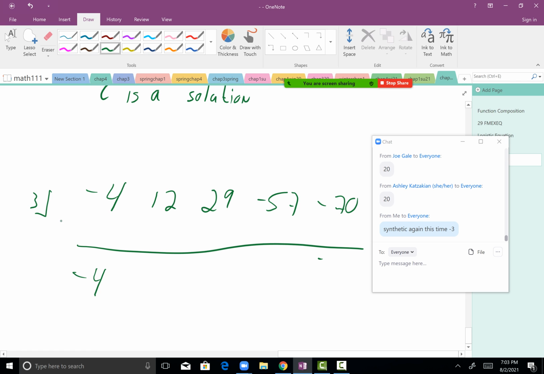Okay, so negative 4. 3 times negative 4 is negative 12, which gives me a 0. So now that's going to be 0 there, and I get 29. So far, so good? Yeah. Now I need 29 times 3. Let's see, 27, so that's 87? Right. Okay, so then I should get negative 57 minus 87. Should give us 30, right?